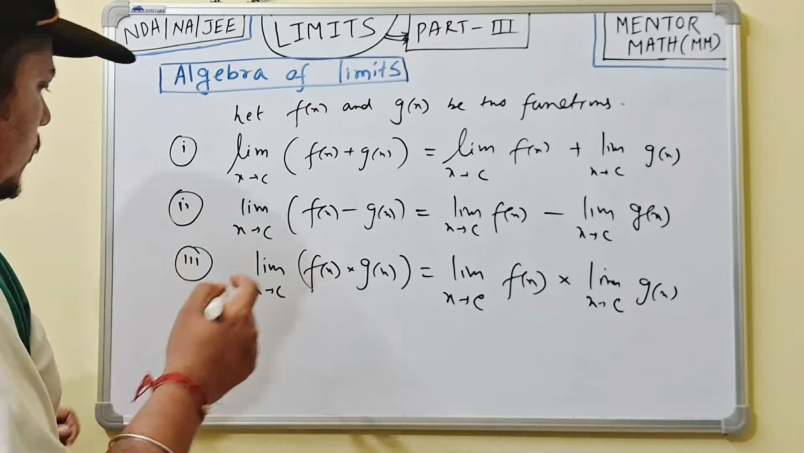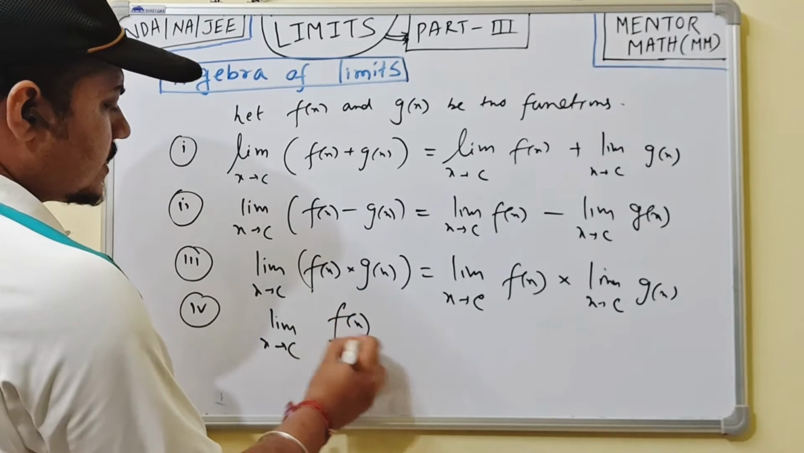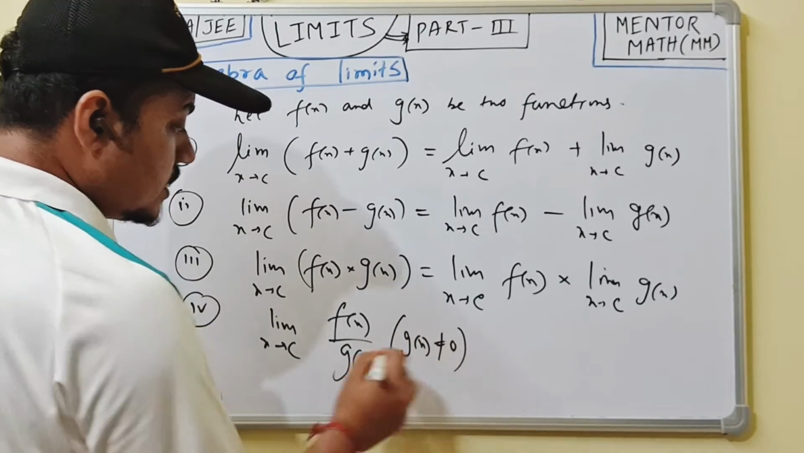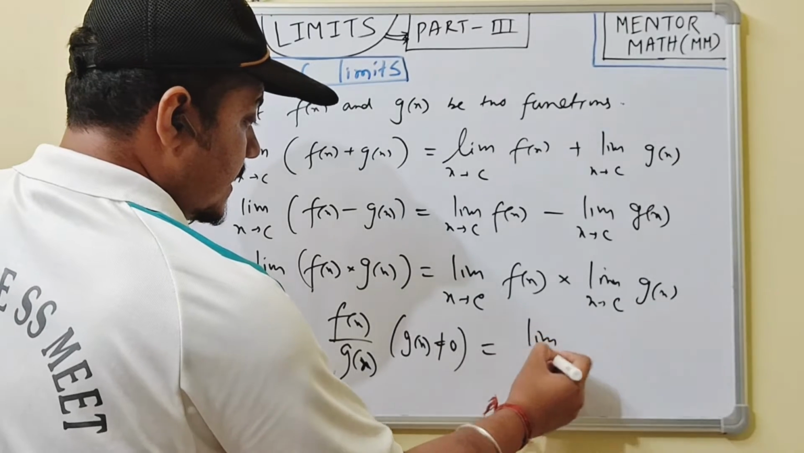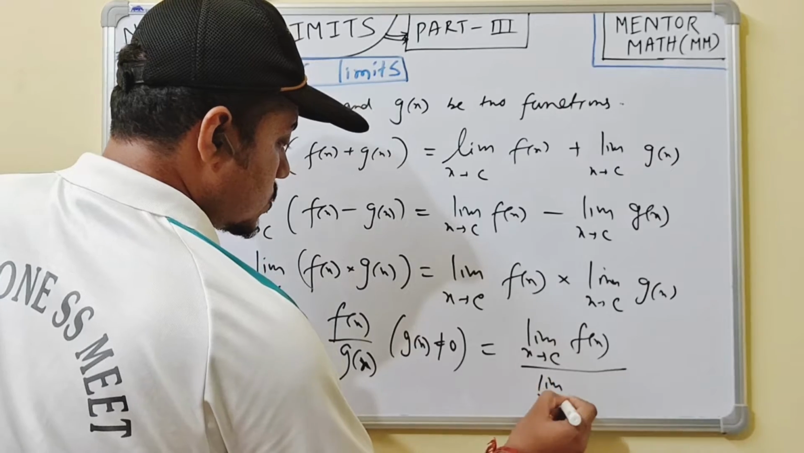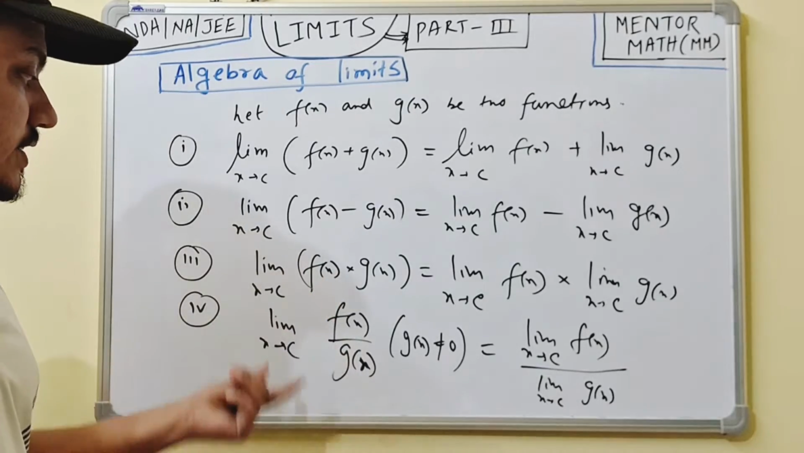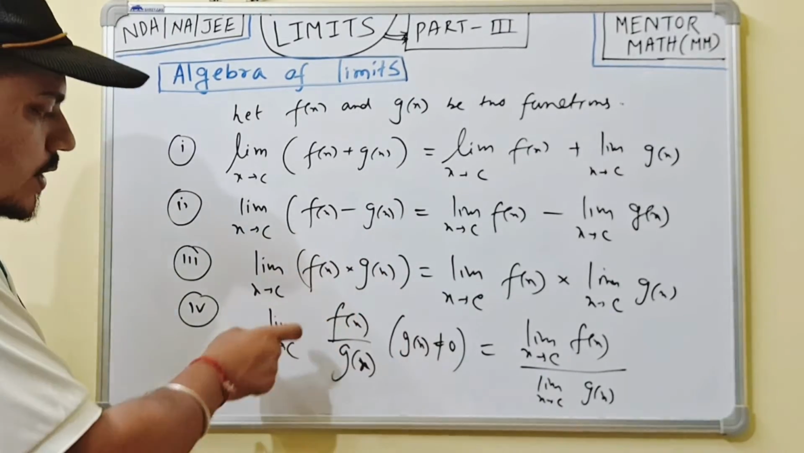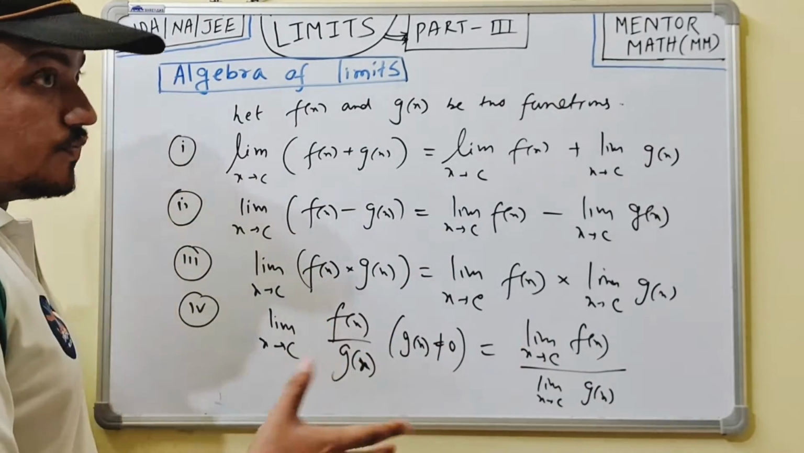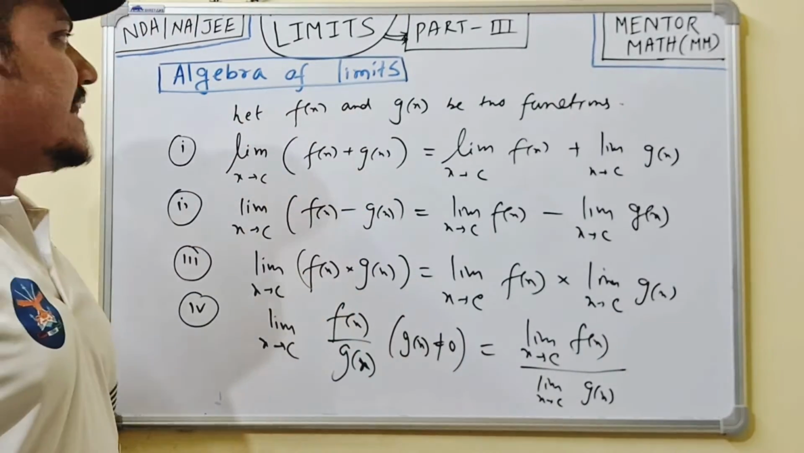Now comes the fourth, division: limit x tends to c of f(x) by g(x), if the denominator function g(x) is not equal to 0, equals limit x tends to c of f(x) divided by limit x tends to c of g(x). We can separate them. Obviously the denominator is not equal to 0; if the denominator equals 0, it goes to the undefined case. So this is the basic algebra of limits.